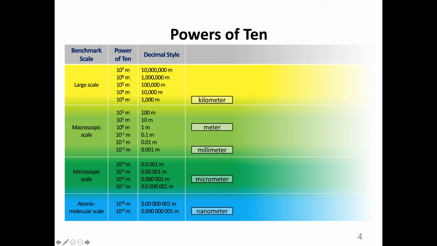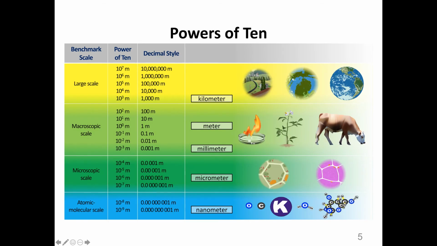And we can go all the way down to the atomic molecular scale, which is this nanometer down here, which is 10 to the negative 9, which is extremely small. We're looking at atoms and things like that. If we look at the next slide, it's going to give us some examples to help us understand this a little bit better.